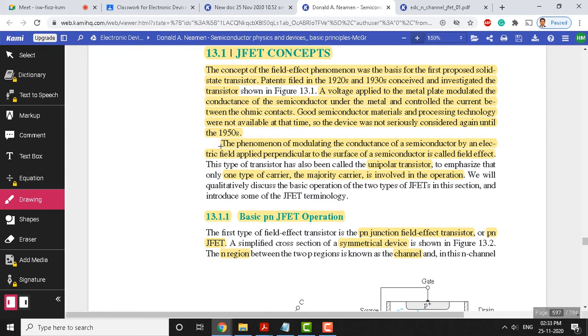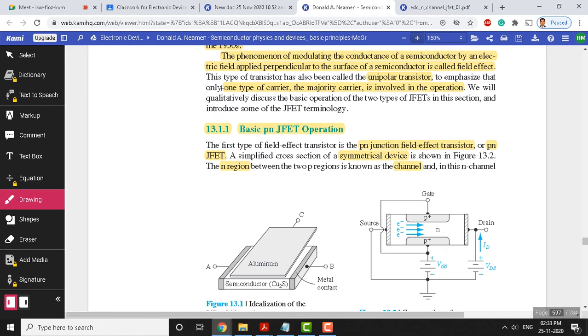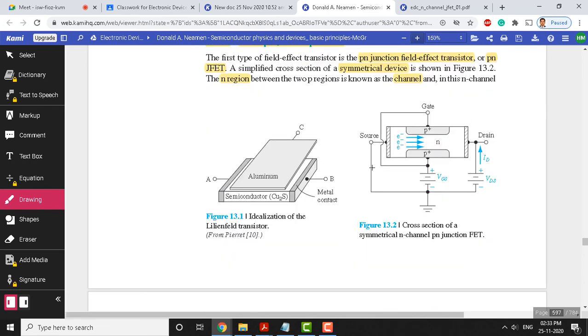Okay. So, till that it was not used at all. The phenomenon of modulating the conductance of a semiconductor by an electric field applied perpendicular to the surface, we already talked about this. Just go through each of these points, you will get more information on that. This is a cross sectional view. We have short circuited the gate terminals here, and between source and drain we apply voltage here.